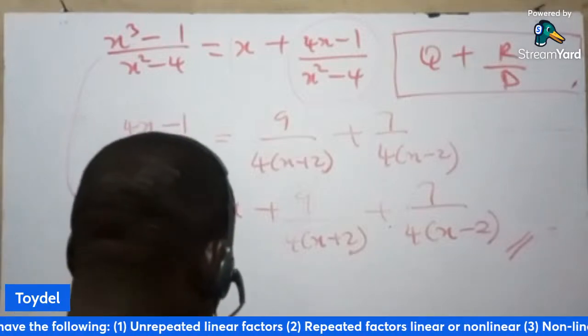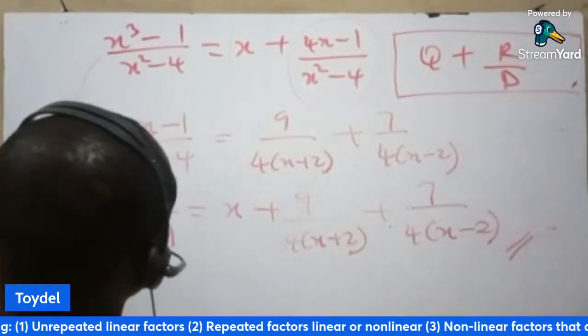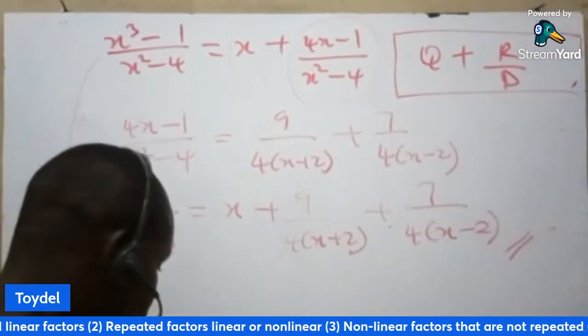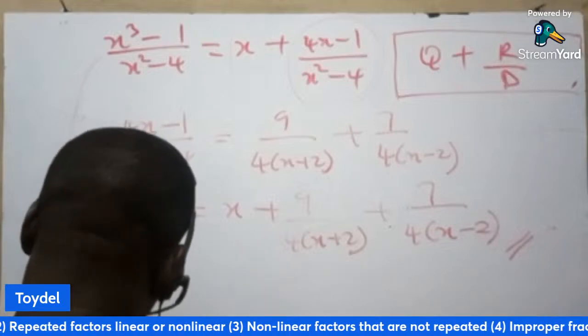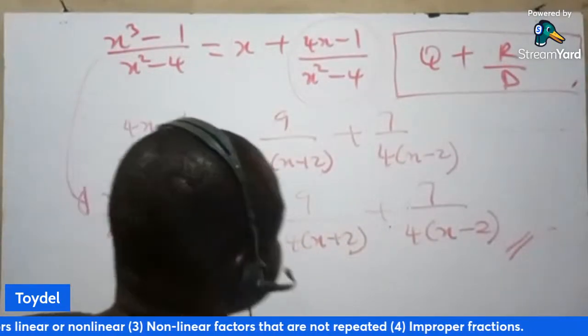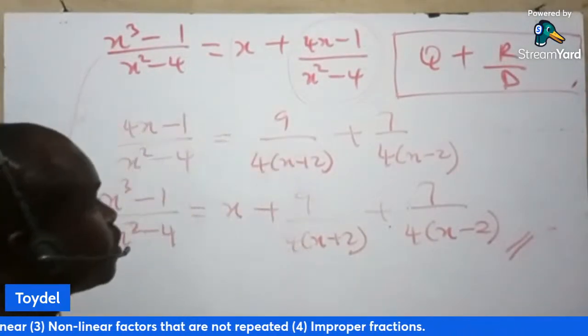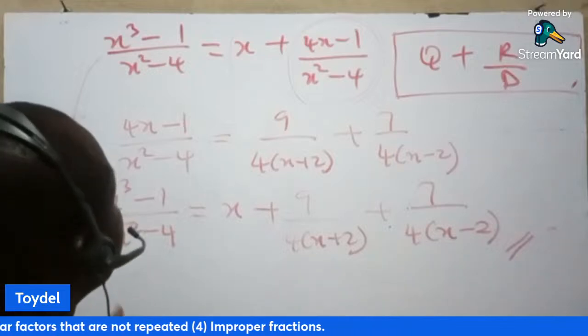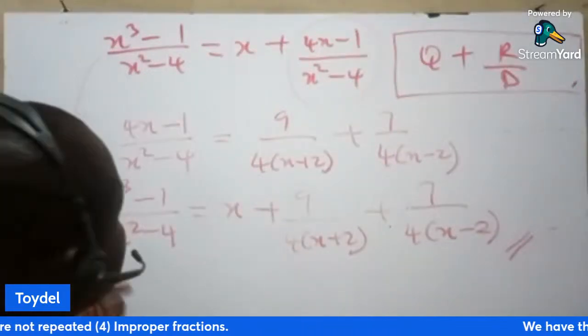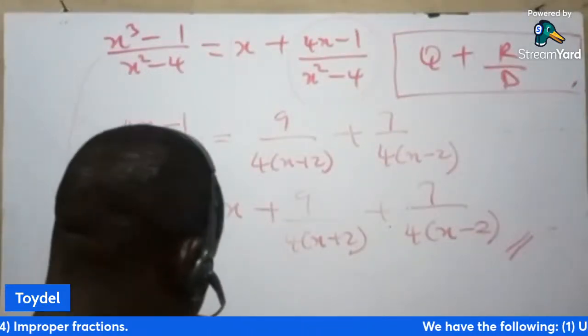So far, we have been able to consider all the 4 types of partial fraction. The first one, the second, the third, and the fourth.